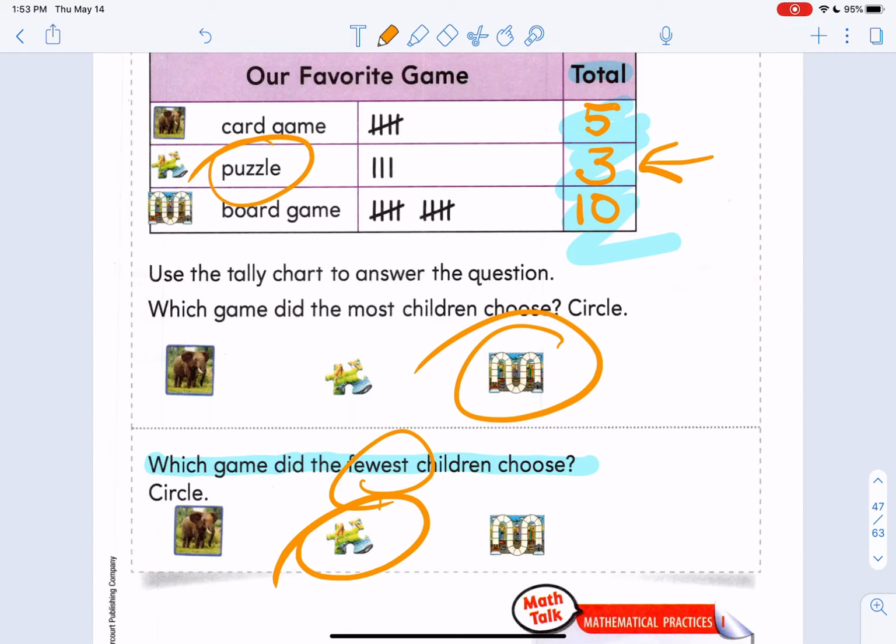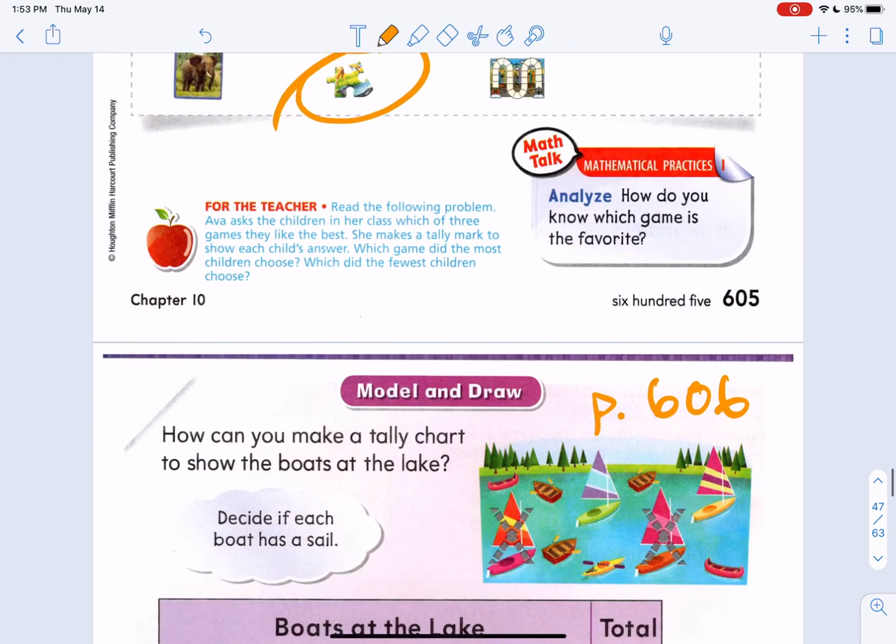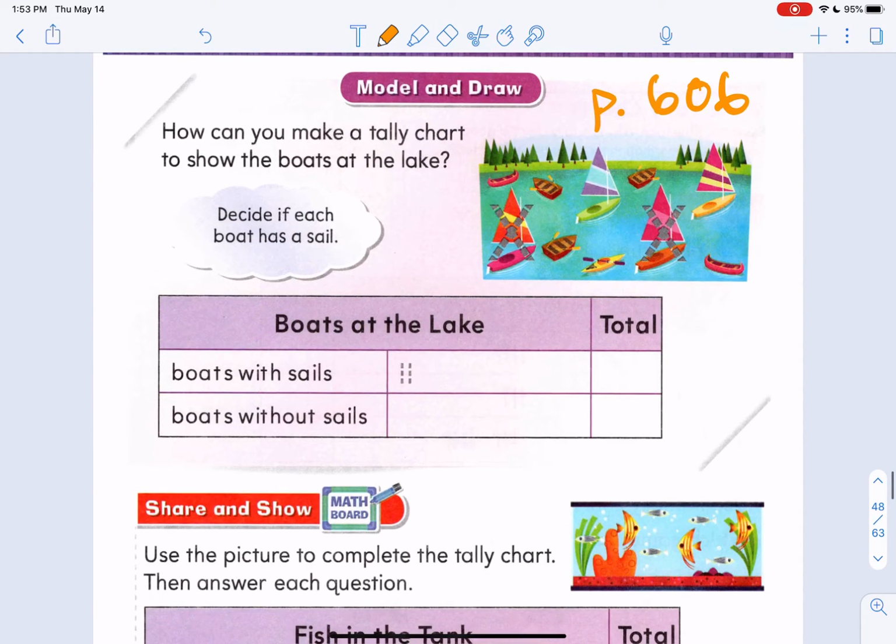Okay, now turn the page in your book. This is the only other page we're going to do. Page 606. It's got the sailboats on top. I'm going to get you started, but I'm not going to do all the work on this page. You're going to do all the work. So here we go. The directions say, how can you make a tally chart to show the boats at the lake?